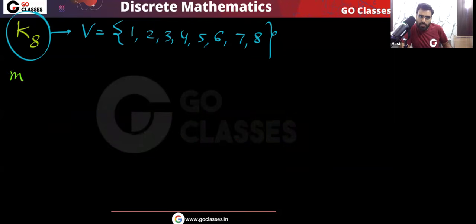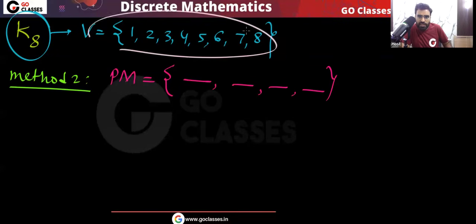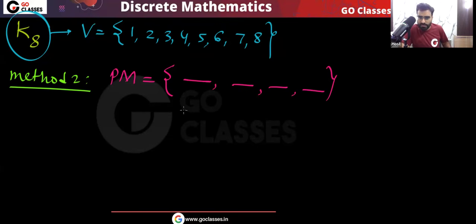Let's see method 2. You can see we need a perfect matching. So perfect matching will have 4 edges. Every edge will cover 2 vertices. Total 8 vertices I need to cover. And remember, any 2 edges you take, they will cover disjoint vertices. So 4 edges will cover total 8 vertices. 4 edges I need.